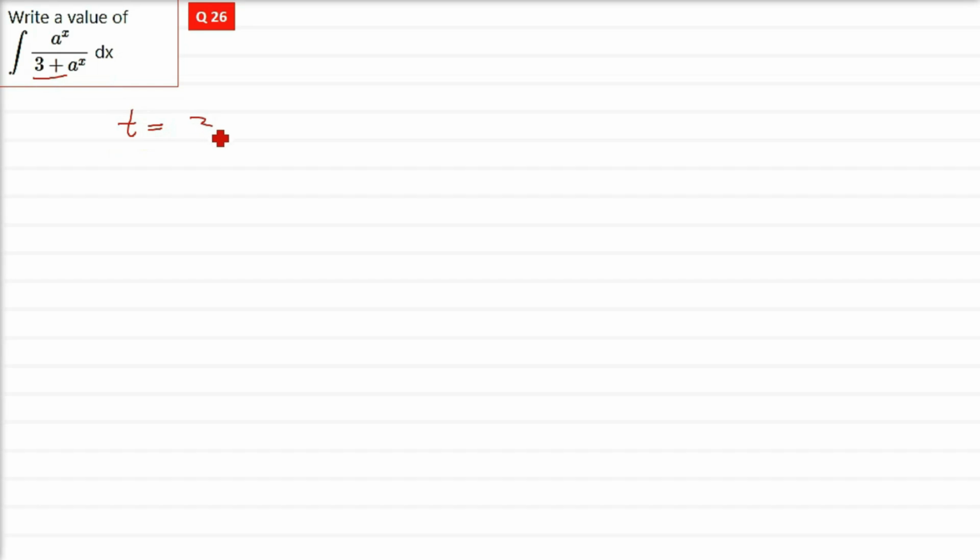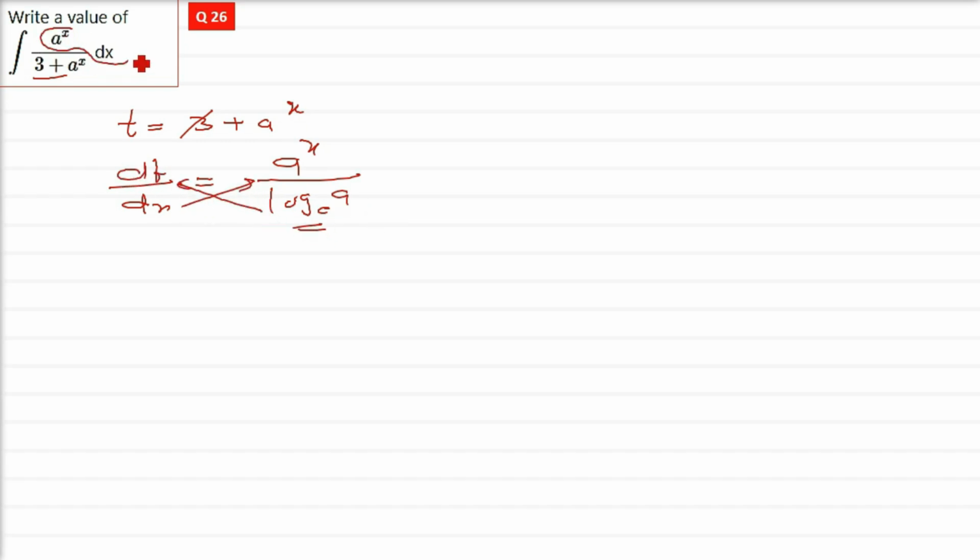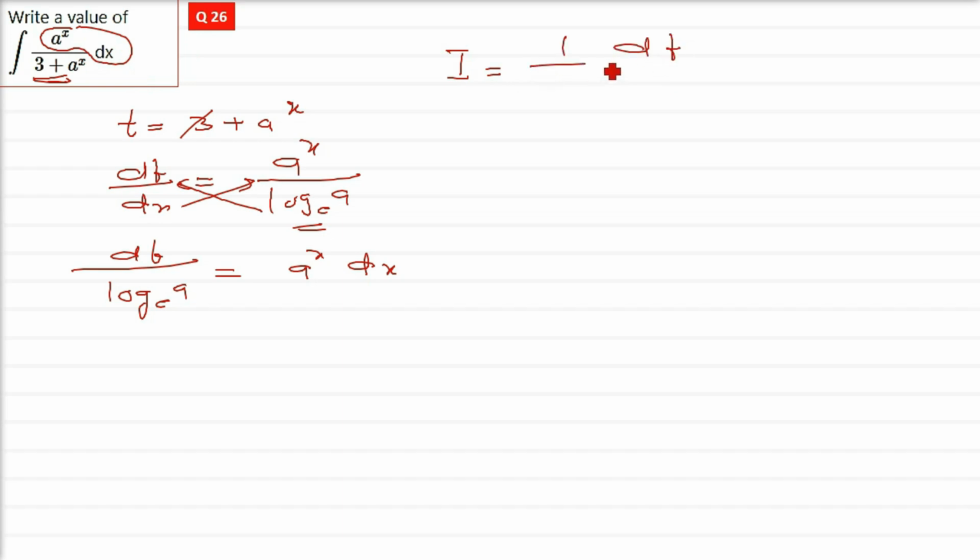Now we have t equals 3 plus a raised x. When we take this, dt by dx will be what? This 3 will be 0. A raised x will be a raised x log a. Now this log a is just a constant. This dx goes on the right. So this will be a raised x dx, and then dt can be multiplied, or this log a will come. So what I'm suggesting is this a raised x dx and dt will be multiplied by log a.